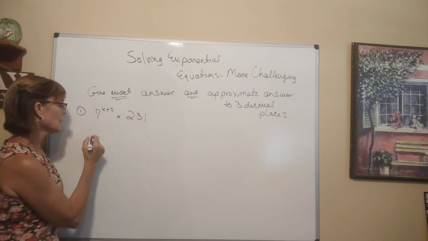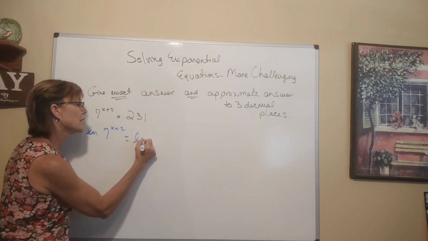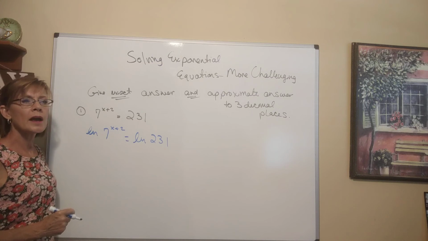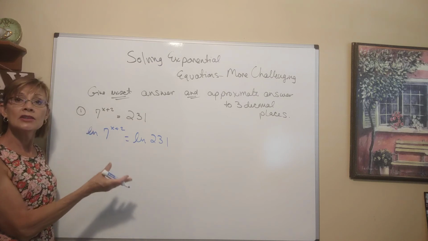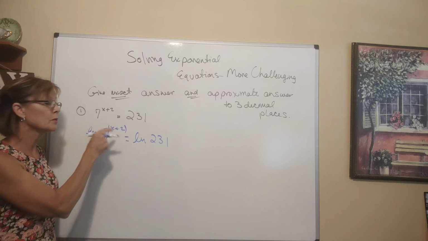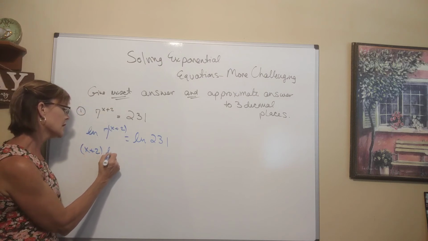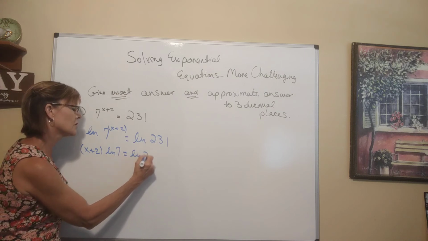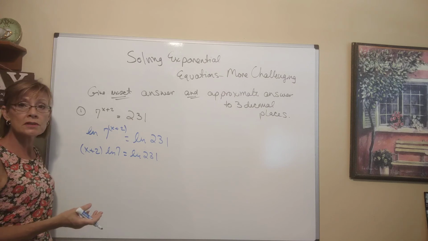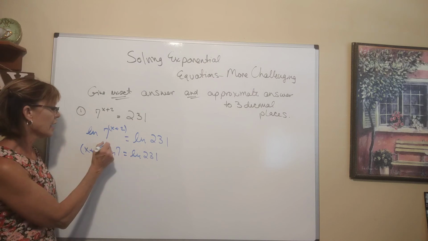So I'm going to apply the natural log: ln of 7 to the x plus 2 is equal to the natural log of 231. Now, why does that help? Once you've introduced a log, you get to use the log properties. The one that's very helpful for us is the power rule, which means we can throw the power in the front. So this becomes x plus 2 times the natural log of 7 is the natural log of 231. Now, if I want to solve for x, I have 2 choices, and they're both equally fine. I could divide both sides by the natural log of 7, or I could distribute this.